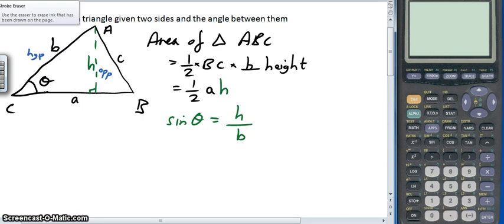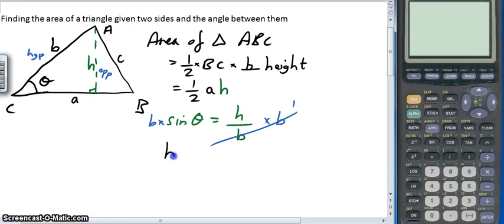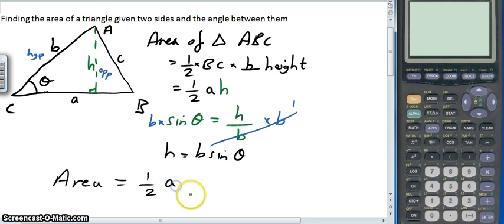Okay, so from here, if we multiply both sides by B, then they will cancel out. So I'd have to do B times that. So the height, H, is B sine theta. So putting that together and substituting it in, we now have the area of the triangle is 1/2 A H, but H is B sine theta.